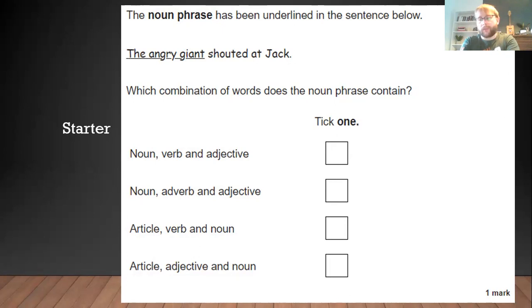I'm not going to read all of it to you, and you're more than capable of doing that yourself. Have a think, and then tell me what sequence the noun phrase contains. When you've done that, start the video up again. There's two parts to our starter, so I'll then talk you through the second part. Speak to you in a second.